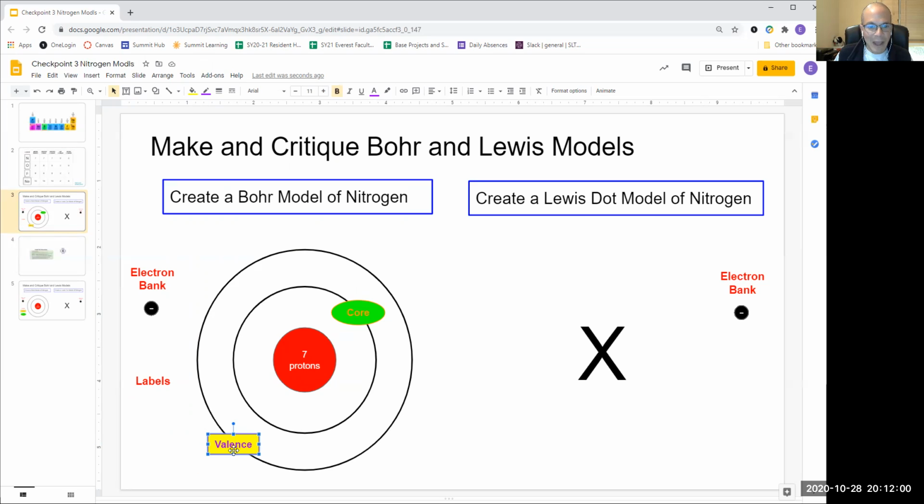So, okay, we have those labeled. So the next step is to determine how many electrons there are that go into this model. So for this atom, if you read the prompt here, where we're creating this model of nitrogen, it doesn't say anything about the number of electrons. And if that's the case, what we assume is that it's a neutral atom. Neutral meaning it has 0 charge.